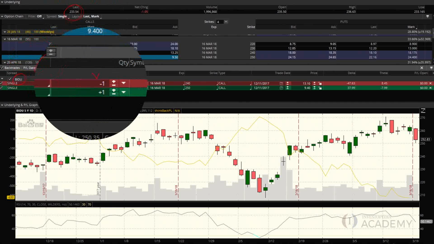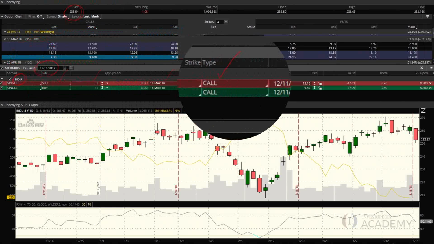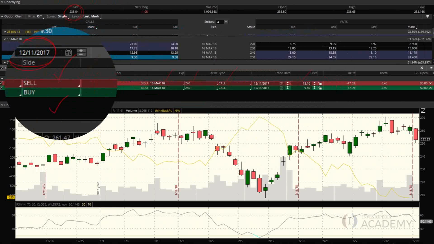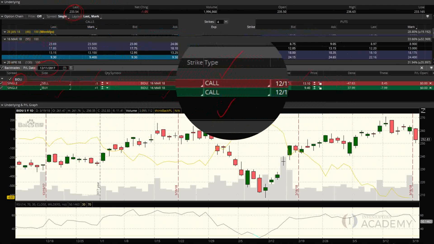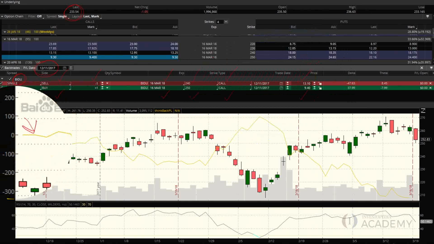Now, to structure this trade, I'm going to sell one of the March 240 calls, and I'm going to collect $13.10 in premium. At the same time, I'm going to buy one of the March 250 calls, paying $9.40 in premium.